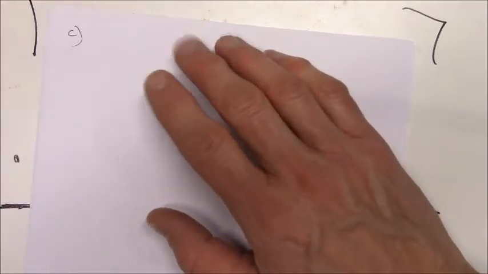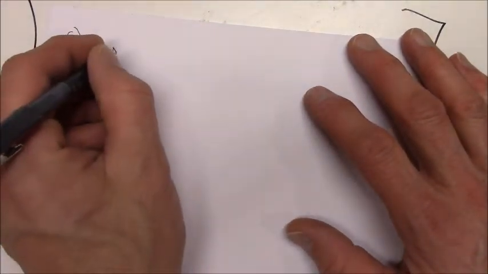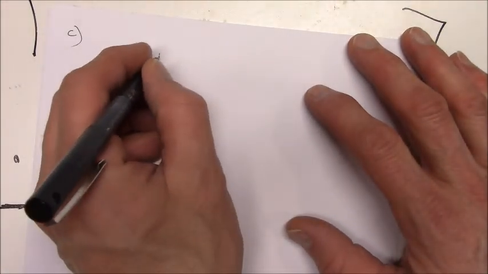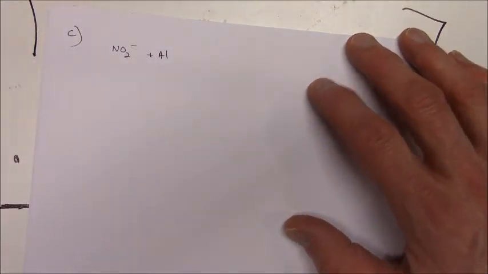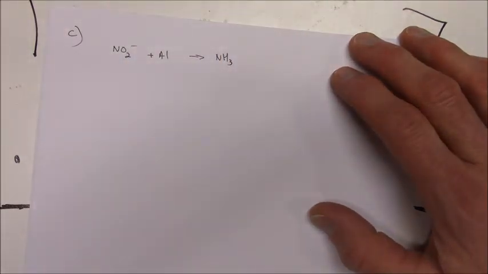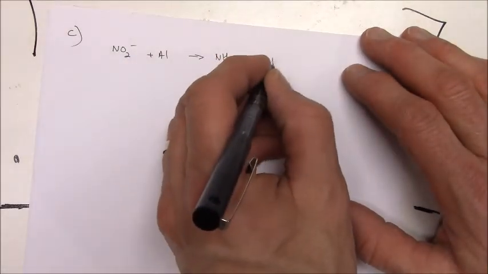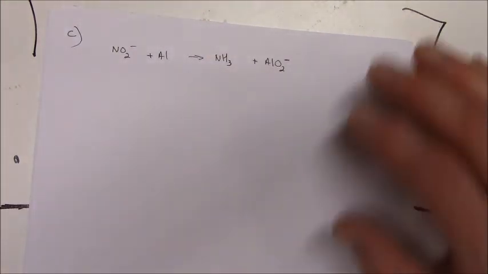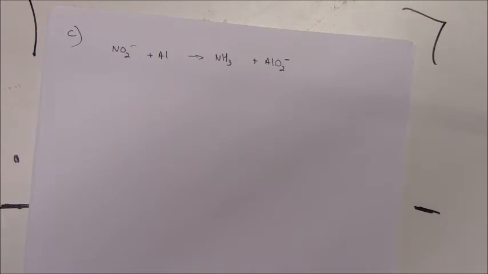C. So C, NO2 minus plus aluminum goes to ammonia plus aluminum oxide. Well, a type of aluminum oxide. You got a negative. So that looks about right.